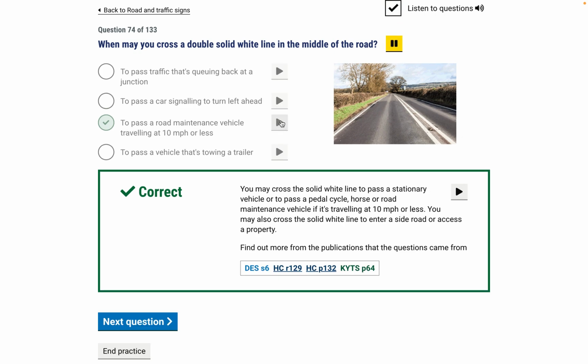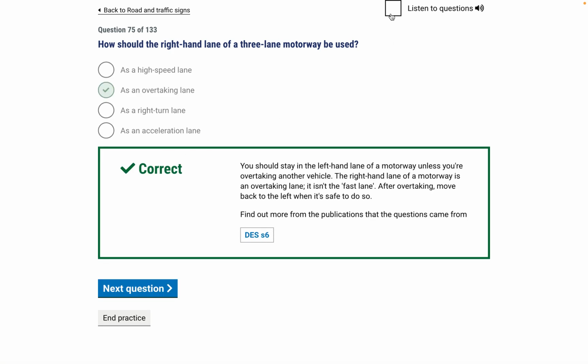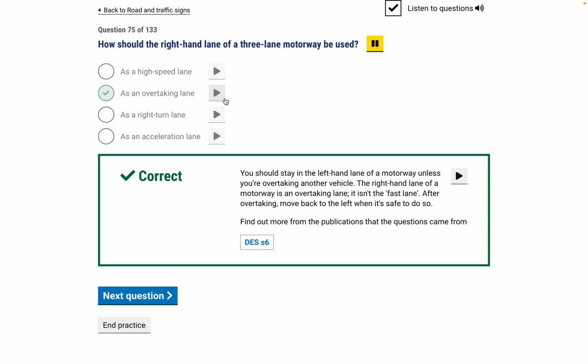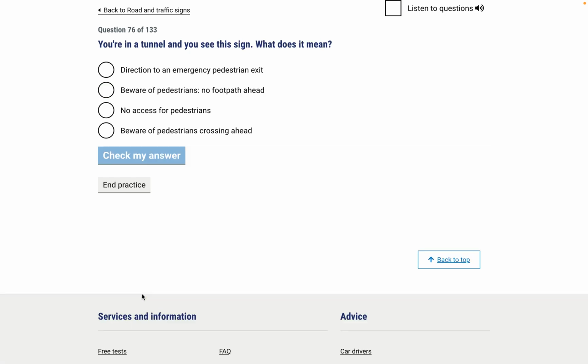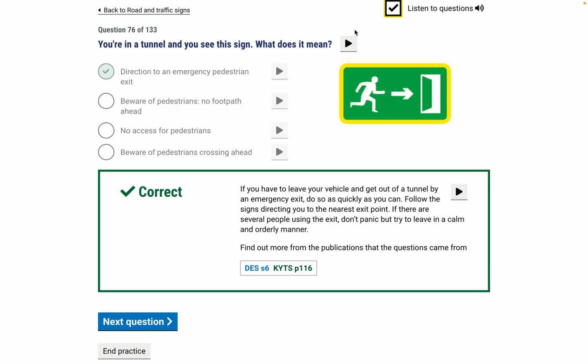When may you cross a double solid white line in the middle of the road? To pass a road maintenance vehicle traveling at 10 miles per hour or less. How should the right-hand lane of a three-lane motorway be used? As an overtaking lane. You're in a tunnel, and you see this sign. What does it mean? Direction to an emergency pedestrian exit.